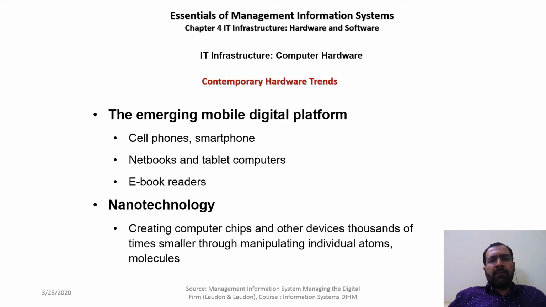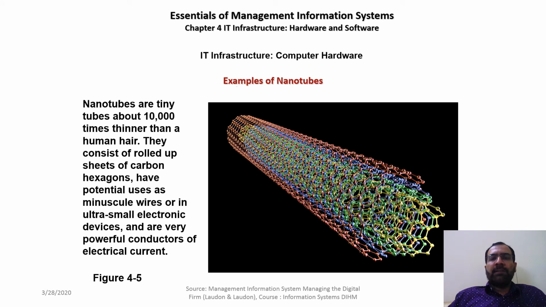There are other kinds of technologies which have emerged over the period of time, which include nanotechnology. Nanotechnology is a very sophisticated technology. Still, there is a lot of research going on in nanotechnology, and basically it is the creation of computer chips and devices thousands of times smaller through manipulating individual atoms and molecules. This example photograph gives you a bit of an idea about nanotubes, which we cannot see with our naked eyes.